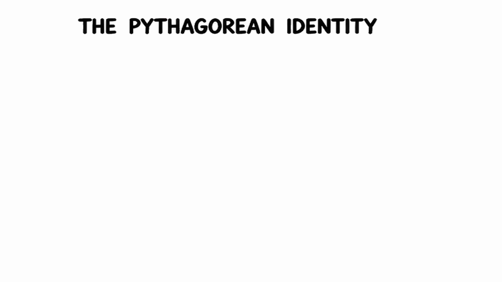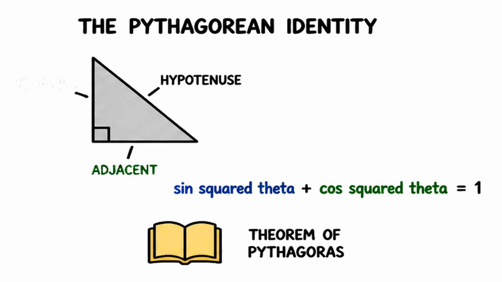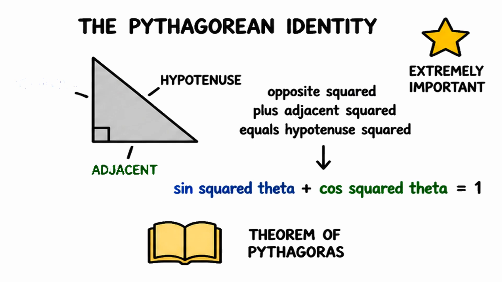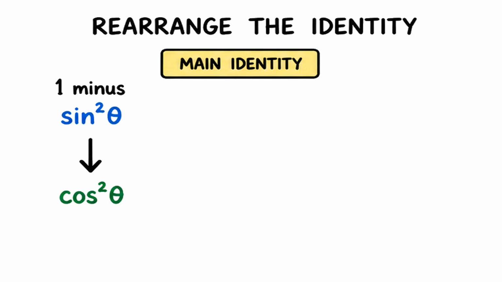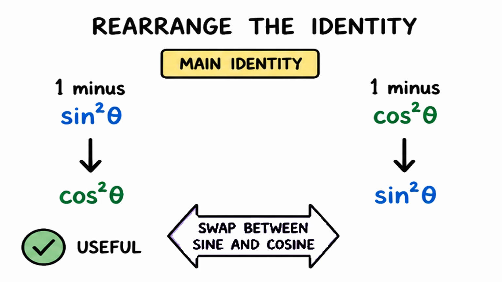The second identity comes from the theorem of Pythagoras. Sine squared theta plus cosine squared theta equals 1. This identity is extremely important because it allows us to replace sine squared and cosine squared expressions. From the main identity, 1 minus sine squared theta equals cosine squared theta, and 1 minus cosine squared theta equals sine squared theta. These rearrangements let you swap between sine squared and cosine squared.